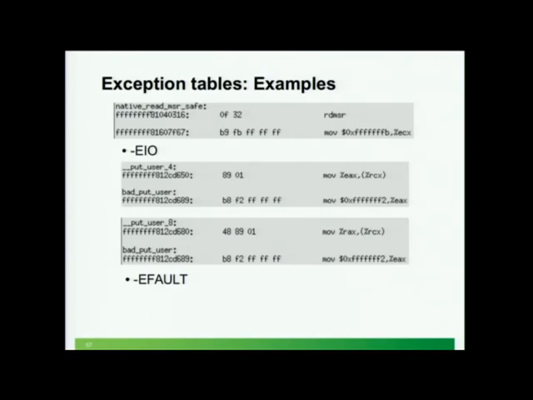I did this in Mito, so it says if you fault at this address, that's the instruction, and this is the fix-up. So the EIO, and that's put_user, and put_user again for 8 bytes.